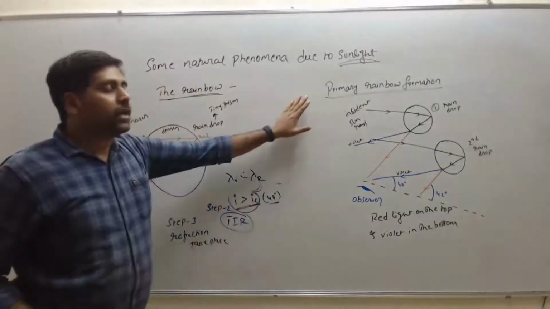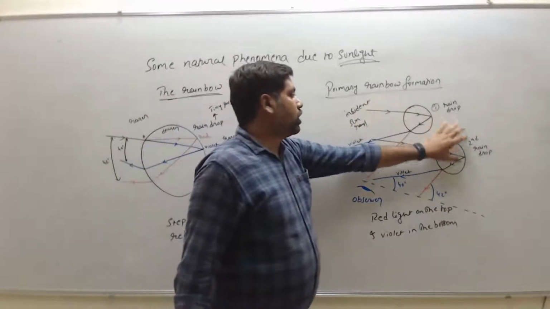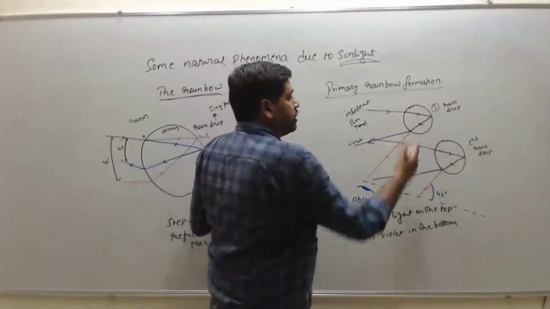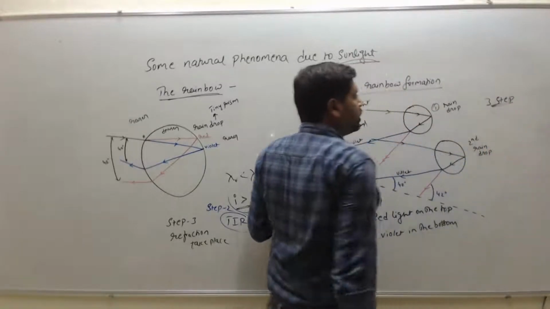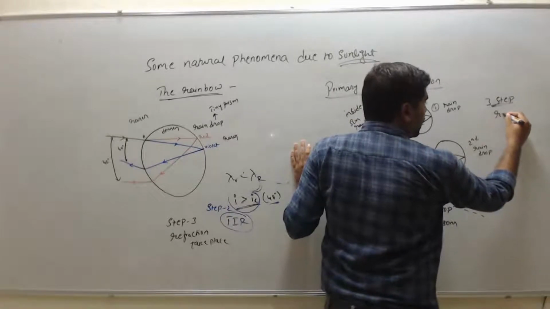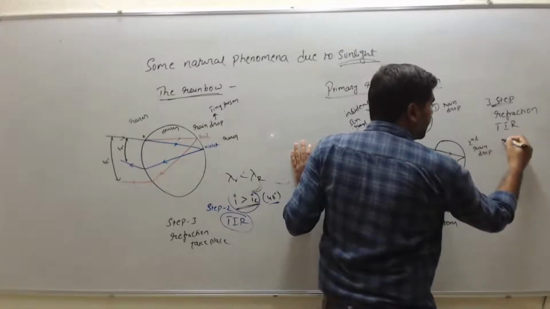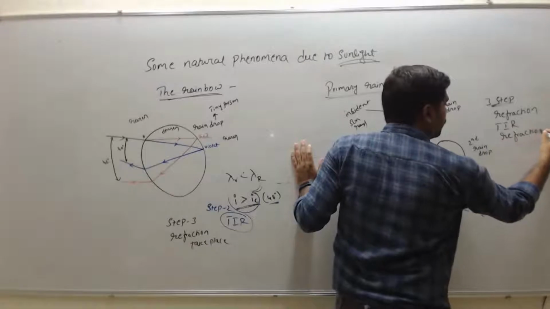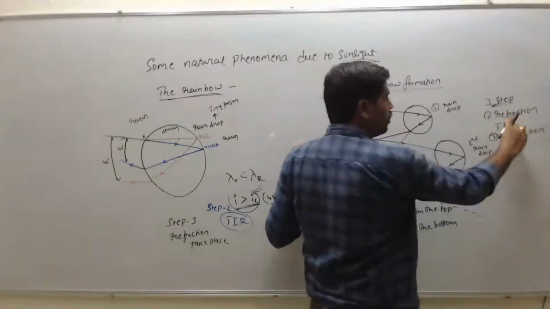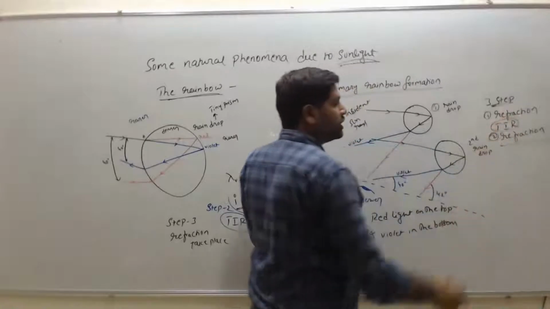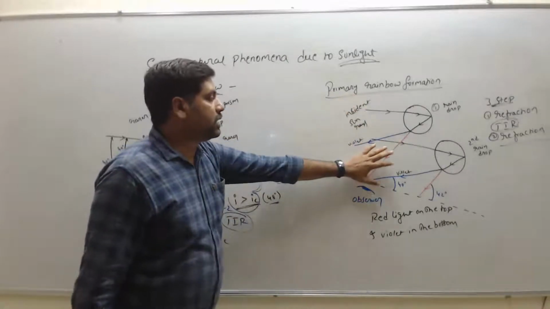So this is the primary rainbow. In the primary rainbow, we are considering two raindrops with light incident parallelly onto them. Here also a three-step process takes place. The first step is refraction, next is total internal reflection, and again it is refraction. So in the primary rainbow we have two refractions and one total internal reflection, or simply reflection. So it is a three-step process.